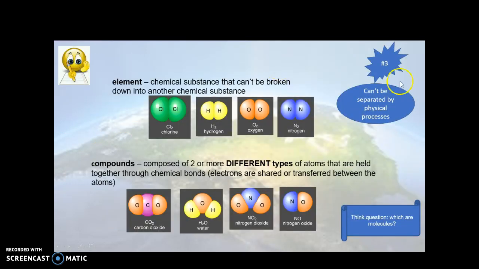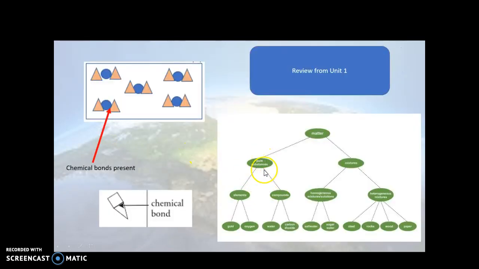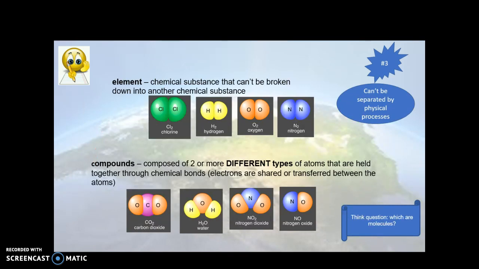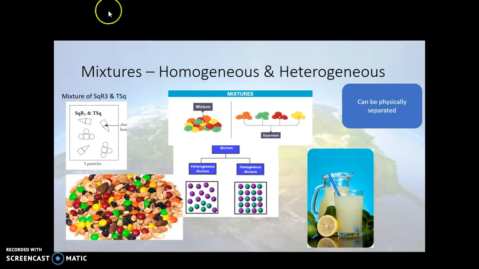Here's another picture of elements and compounds, just so you can see them. Remember that elements and compounds cannot be separated physically. That is the reason that they're on this side of the chart, is this elements and compounds cannot be separated by physical means. Well, how is that different from a mixture? Well, a mixture can be separated physically. It might not be easy, but it can be done physically.